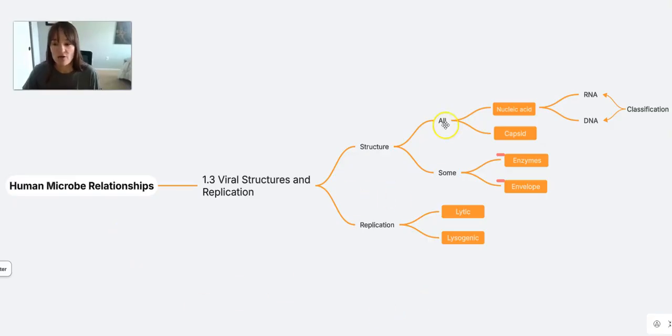We learned that all viruses have nucleic acid, either DNA or RNA, that nucleic acid is encased in a protein capsid, and some viruses can have enzymes and an envelope that may help them infect, and that viruses can replicate through two basic ways, the lytic and the lysogenic.